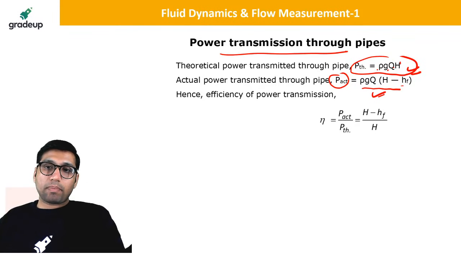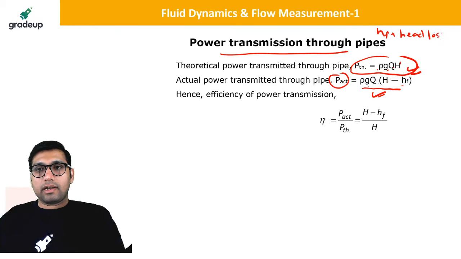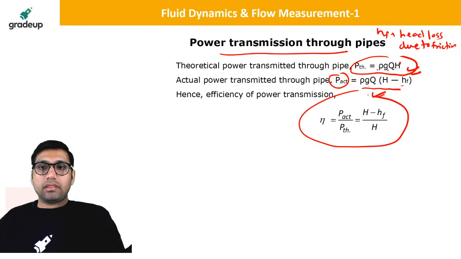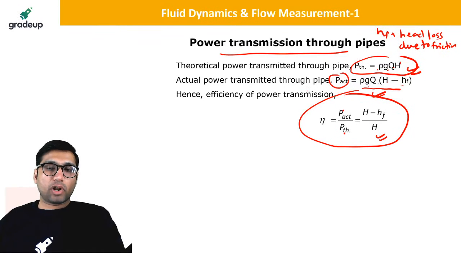So this is the actual power. It is equal to rho g q (h minus hf). Now this hf, you know, is the head loss due to friction. The efficiency of the power transmission is equal to actual power divided by theoretical power, and you will get this value for efficiency.